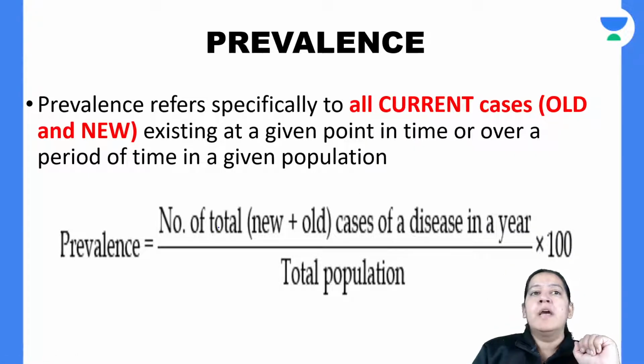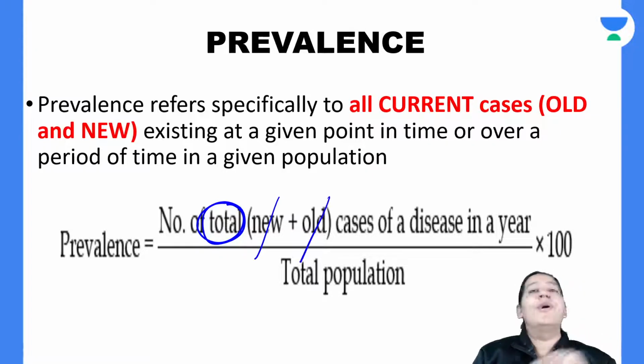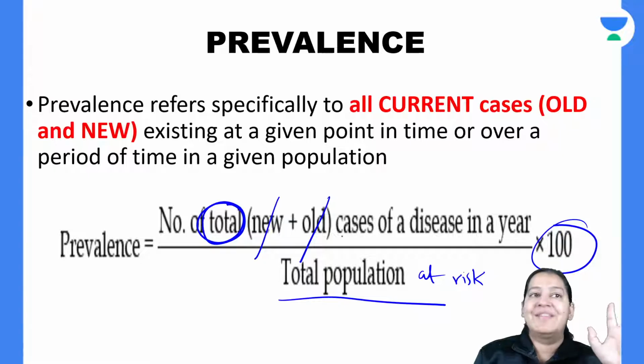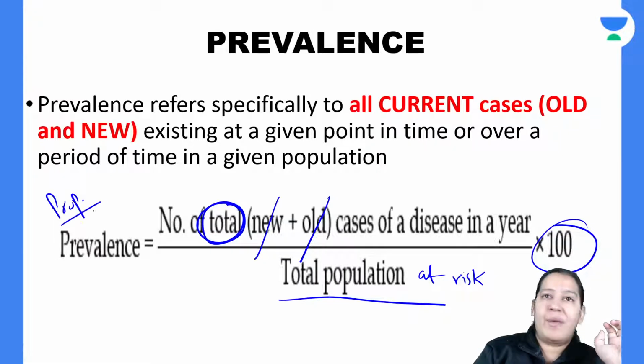What is prevalence? It is all total cases. It includes new also, old also. And the denominator is the total population at risk. The same population at risk is the denominator. But the multiplier is 100, not 1000. That's why it is a proportion. It is not a rate, it is a proportion.